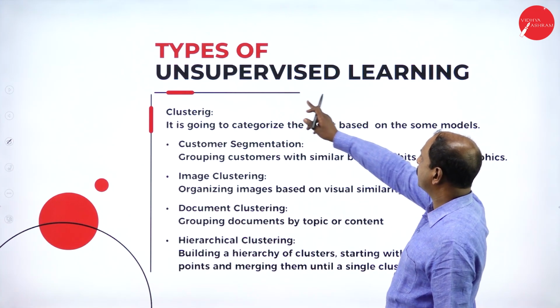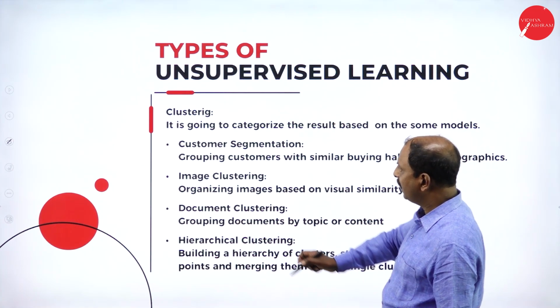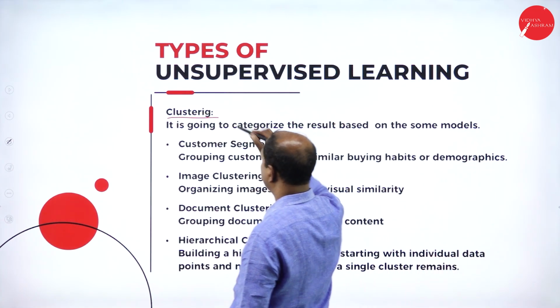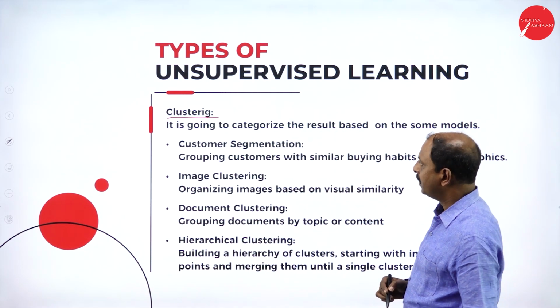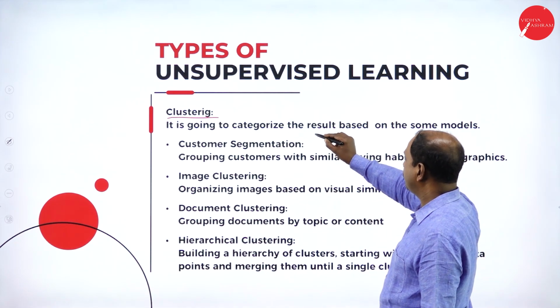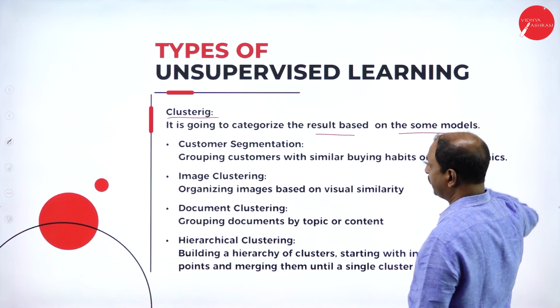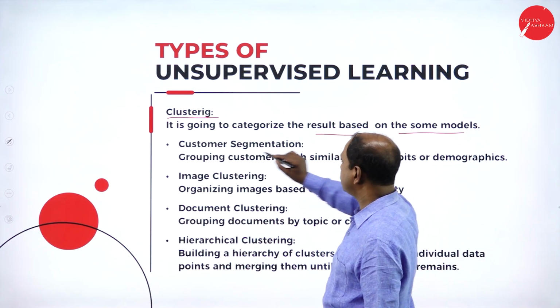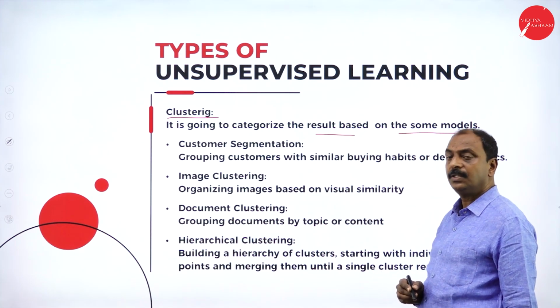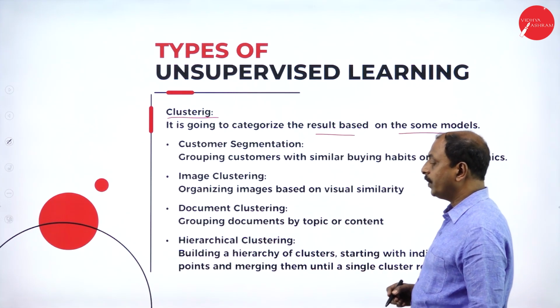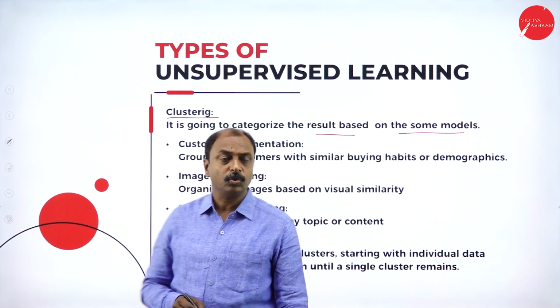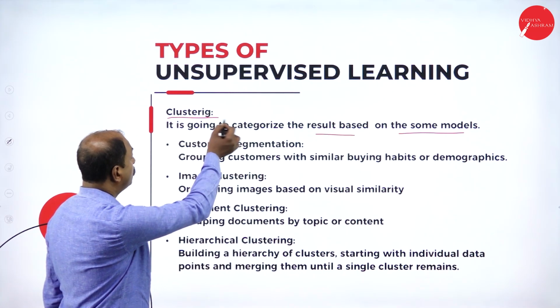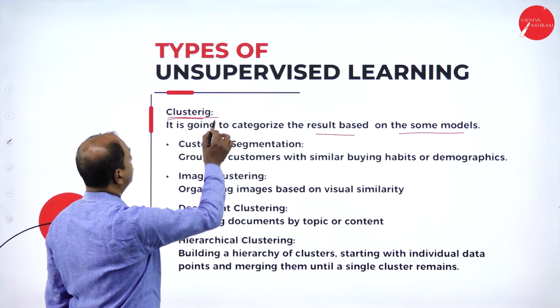Next, let us see what the types of unsupervised learning are. We have something called clustering here. So what is clustering? It is going to categorize the results based on some methods. And here are some models. One is customer segmentation. This is one type of clustering. In supervised learning we have classification, and here in unsupervised learning, we have clustering.